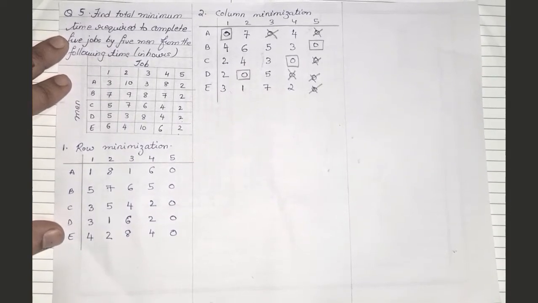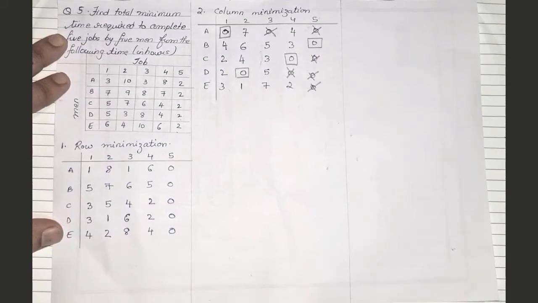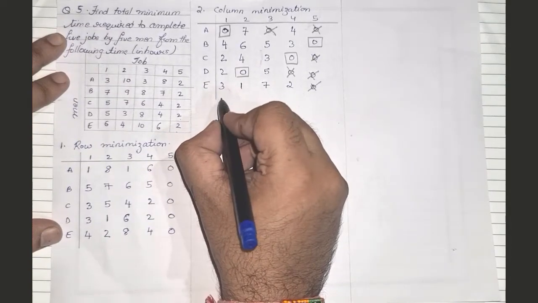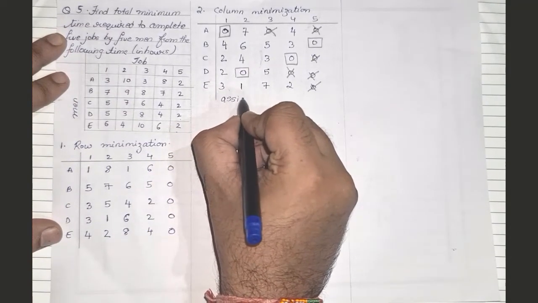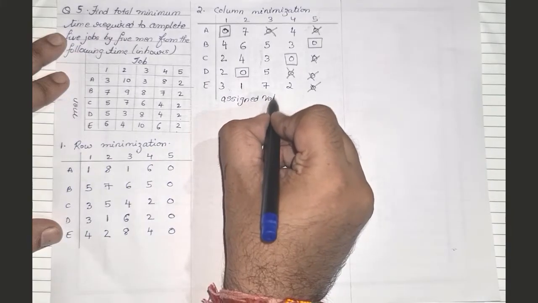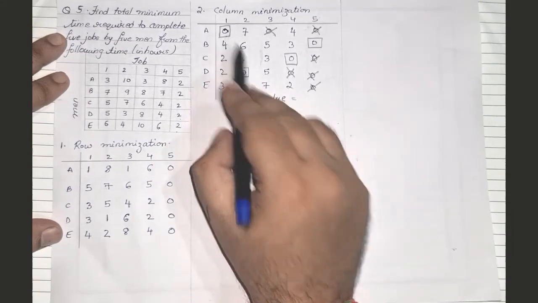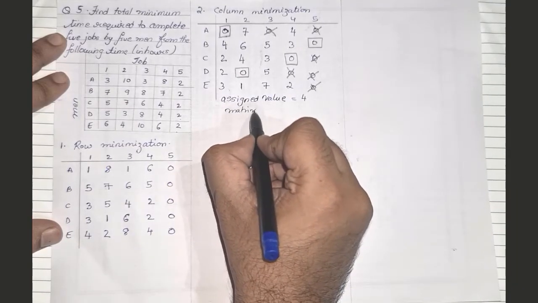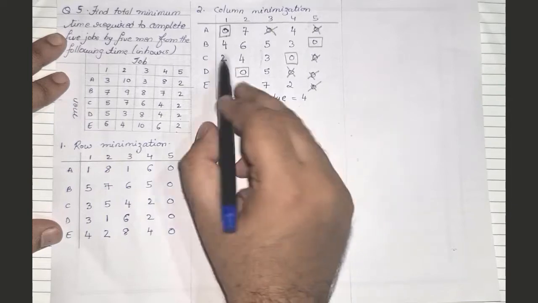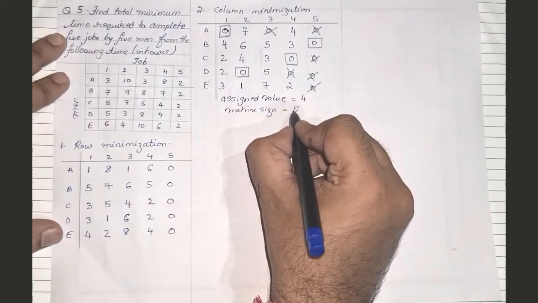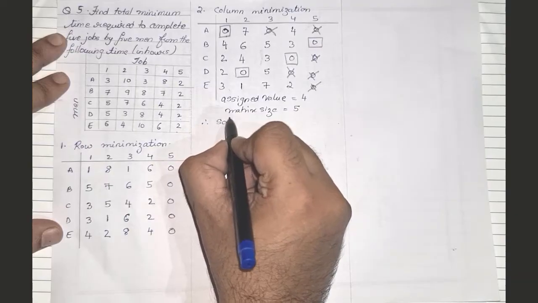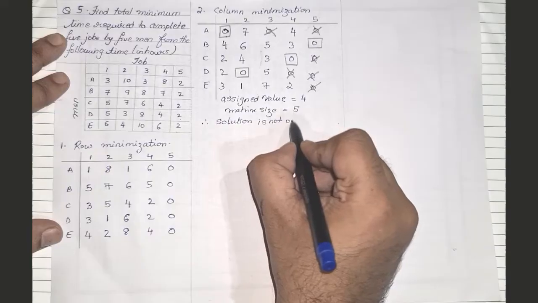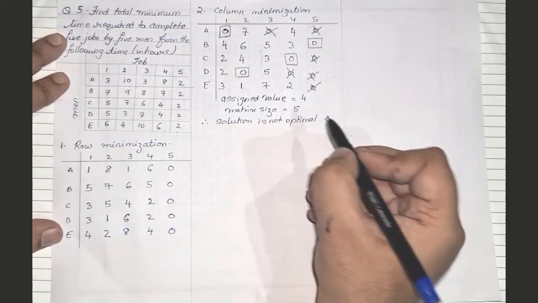Now once we are done with that, the next step is we'll have to first check the number of assigned values and the matrix size. So here the assigned values are 1, 2, 3, 4, there's only 4 assigned values, but the matrix size is, it's a 5 by 5 table, so the matrix size is 5. Therefore the solution is not optimal.